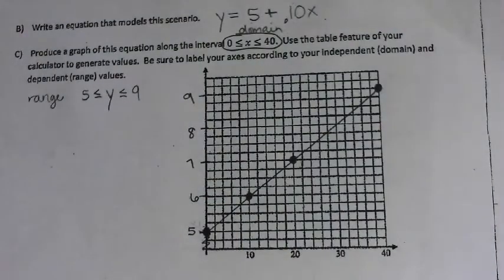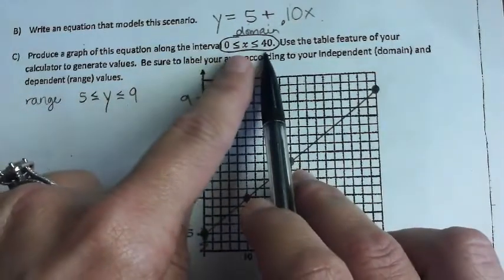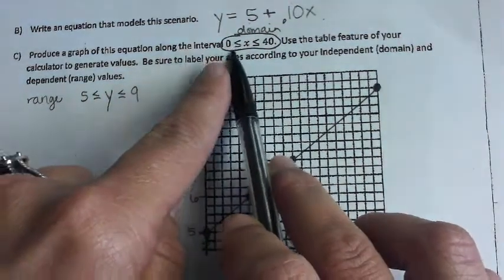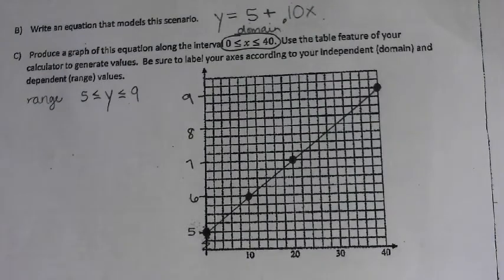I am absolutely not going to put arrows on the end of this. This is a place on the Regents that we often have to take off points. If you are given a specific domain over which to graph this, they don't want to see what happens prior to 0 for a couple reasons. Number one, that's impossible, right? You're not downloading negative songs.